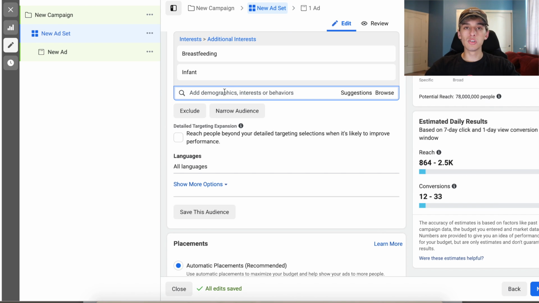It's not anything too complex, and I don't want you guys to overthink your interest targeting because, again, this is not the end all be all. When you launch a campaign with all of these interests, the first campaign may not be profitable, but that's completely fine. The main objective here is to find interests that are profitable.